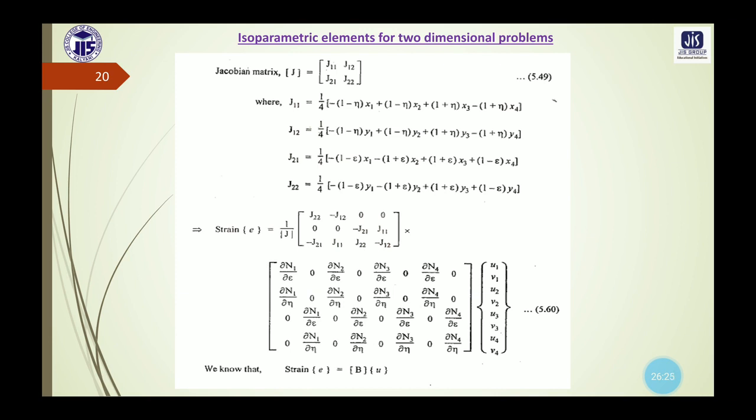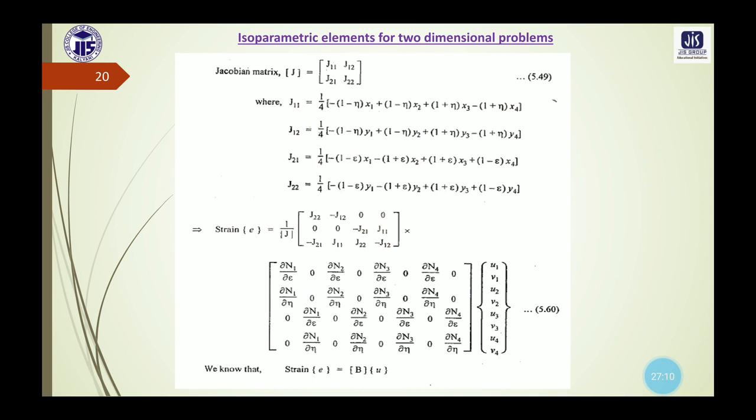Now the strain epsilon equals 1 by the determinant of J, multiplied by a 3 by 4 matrix, multiplied by one more matrix, then one column matrix. This is our equation 5.60. This is the mathematical representation of the strain matrix, which is a very complicated one, and we need a lot of practice to remember this one. This is equation number 5.60.